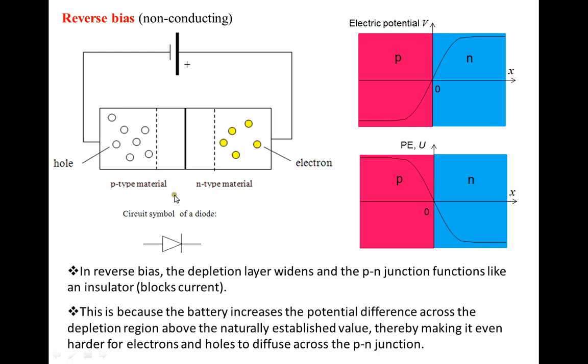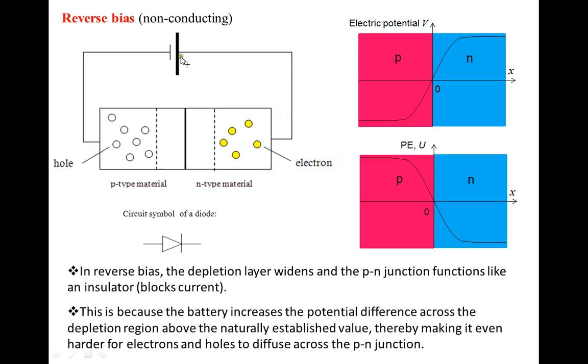So if we look at the symbol of a diode, we know that the n-type can be imagined to be represented by the straight line, and the p-type to be represented by the triangle. And we see very clearly here that the current will not be able to flow through because it's pointing in the wrong direction of the diode. How does this actually happen?